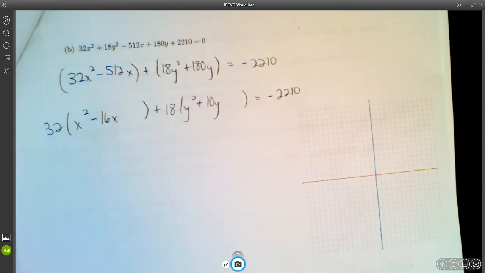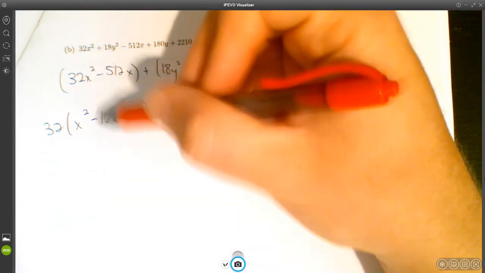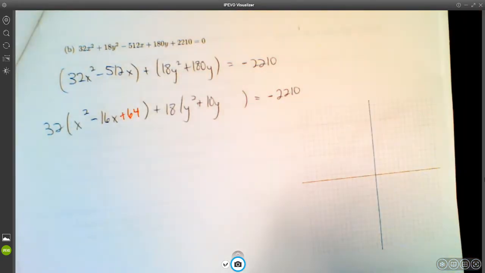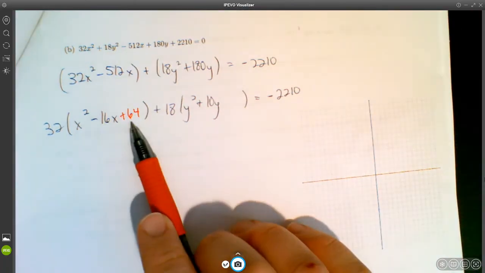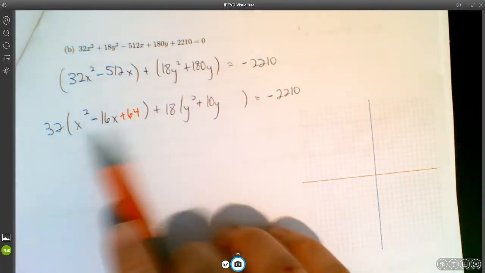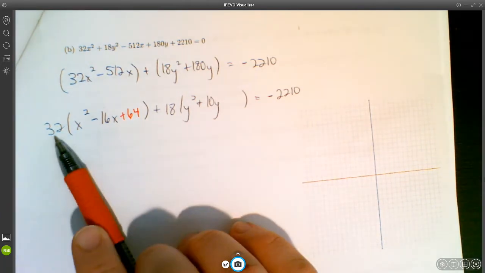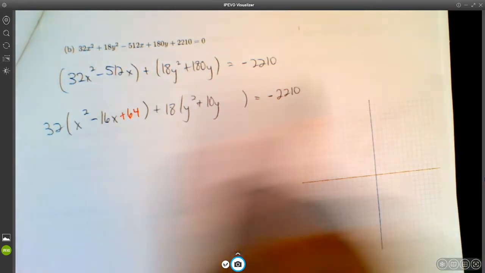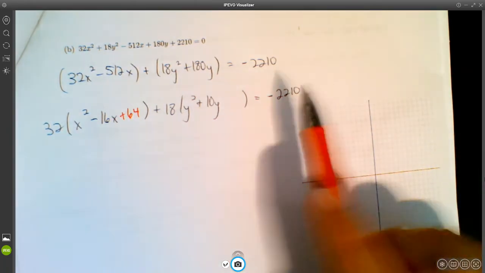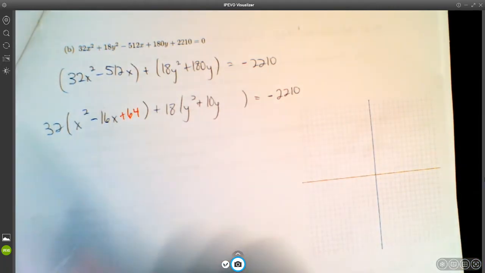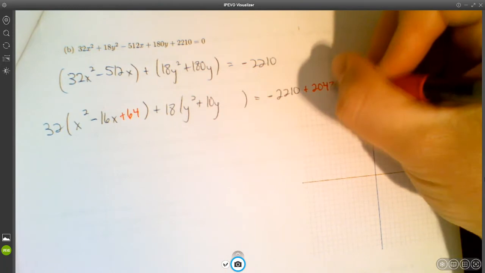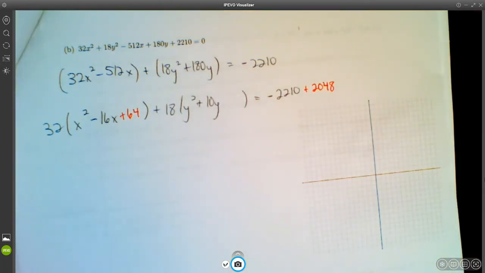Now, to complete the square, 16 divided by 2 is 8. 8 squared is 64. So I'm going to add 64. Now be careful though. When I'm adding 64 here, this 64 is inside of this parentheses. So really what I've added is 32 times 64. That's important because when I go to balance it on the right-hand side, I'm not going to say plus 64. I'm going to say plus 32 times 64, whatever that is. 32 times 64 is 2,048. So I'm really going to add 2,048 to balance that one.